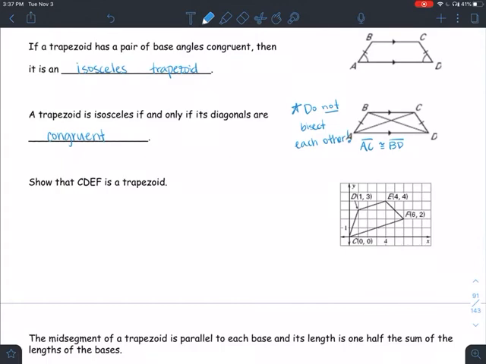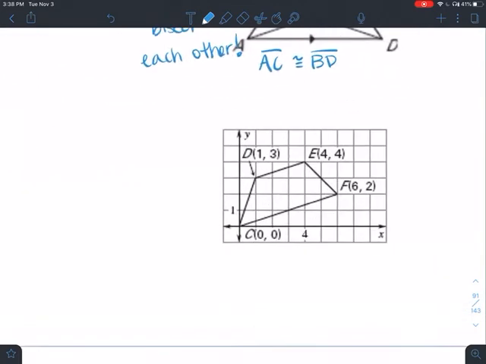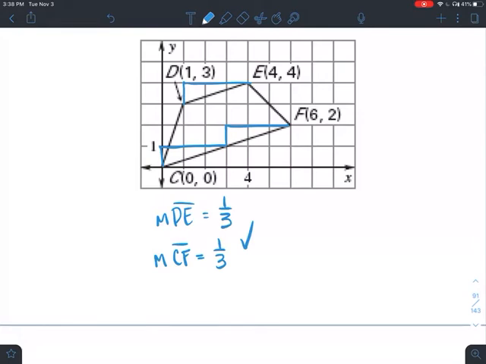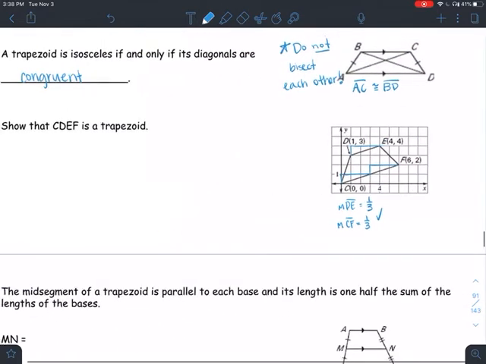So if we want to show that something is a trapezoid, pretty much all we need to show is that two of the sides are parallel. So if I look here, let's find the slope of DE. So up 1 over 3. And the slope of CF. Up 1 over 3, up 1 over 3. So because DE is parallel to CF, then quadrilateral DEFC is a trapezoid.